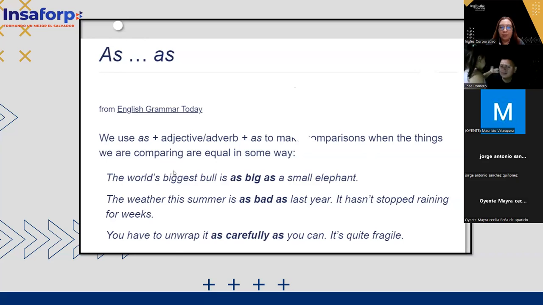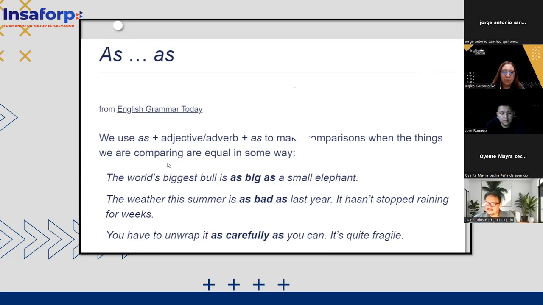So I need volunteers to read. Who can help me read this slide? I need one volunteer for this one. Jorge Antonio, please read this slide. Okay. We use as plus adjective or adverb plus as to make comparison when the things we are comparing are equal in some way. The world's biggest ball is as big as a small elephant. The weather this summer is as bad as last year. It hasn't stopped raining for weeks. You have to unwrap it as carefully as you can. It's quite fragile.